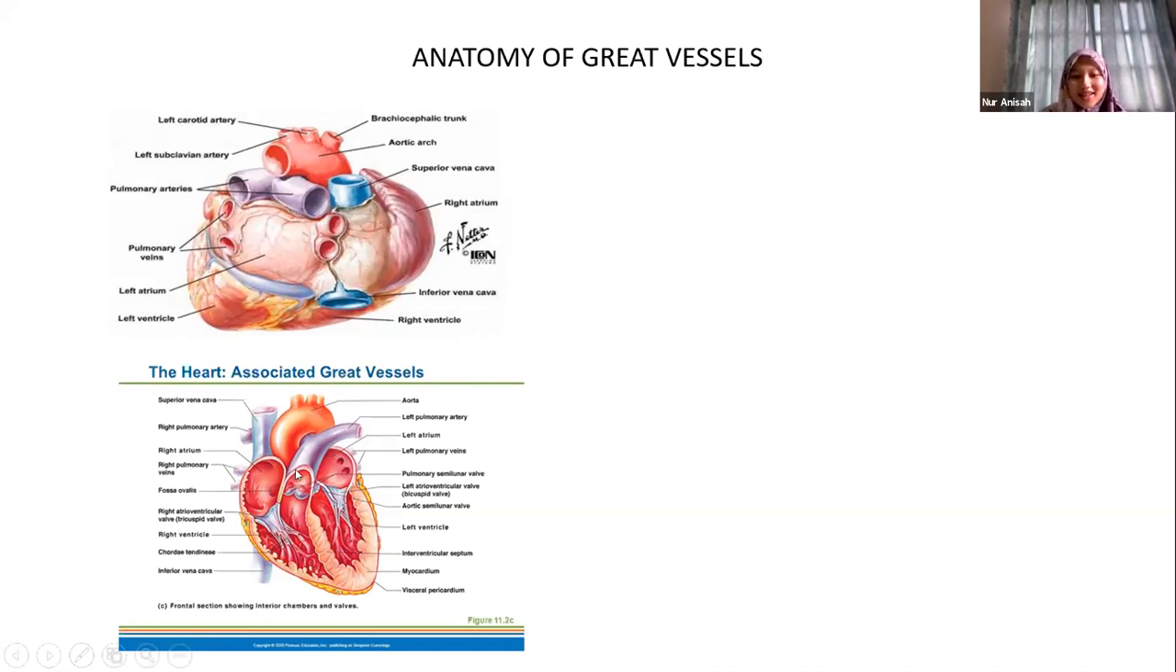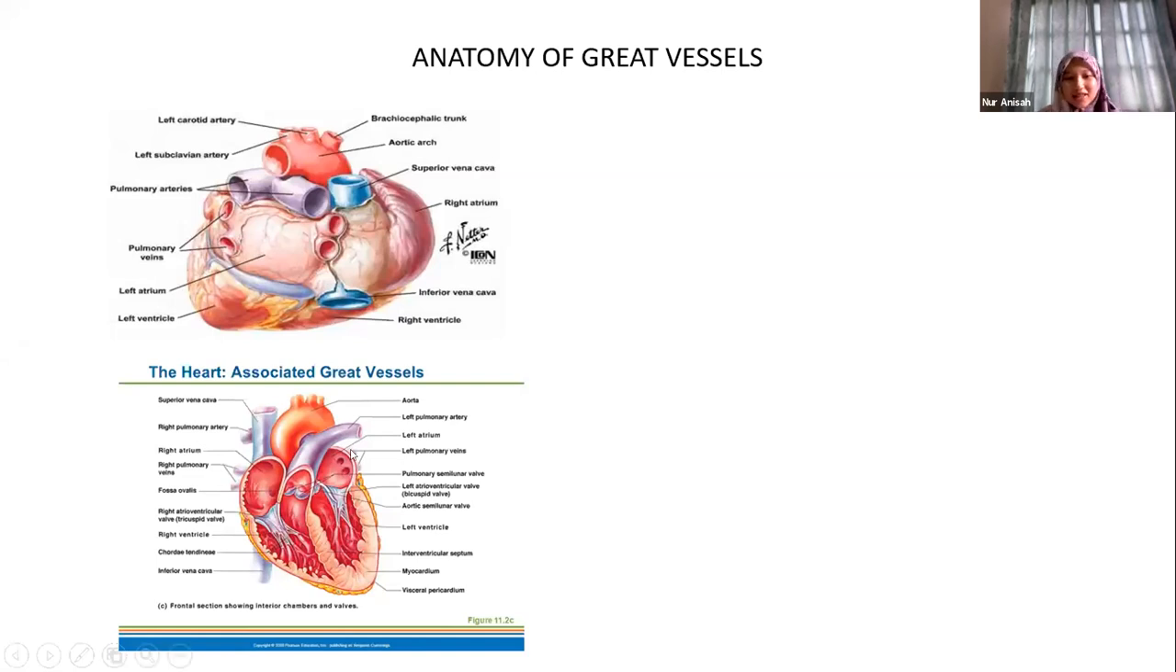And then the deoxygenated blood will be brought out to the lung by the pulmonary artery for gas exchange. After the gas exchange happens, the oxygenated blood will be brought back to the heart, to the left atrium, through the four openings of the pulmonary veins, two superior and two inferior, or two right and two left. And the pulmonary valve is also called a valveless valve because it doesn't need to go against gravity.